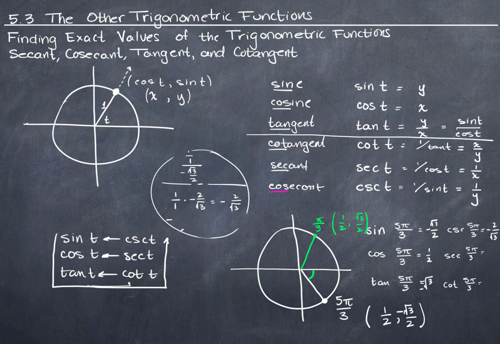So I can do the same thing with secant. The secant is 1 over the cosine. I know the cosine. If I flip this over, I get 2 over 1, or 2.